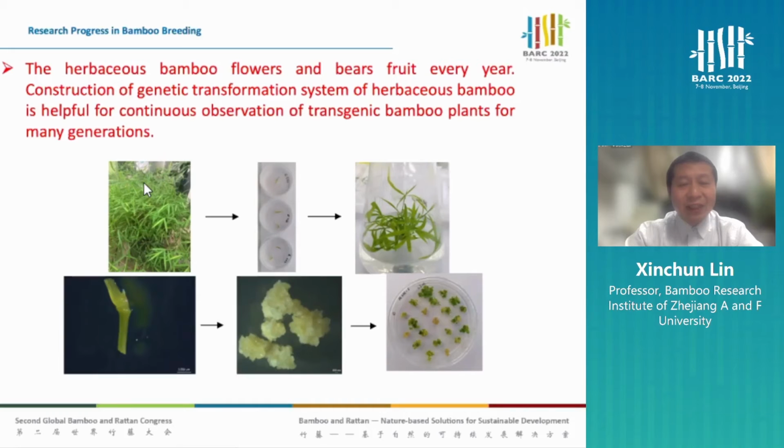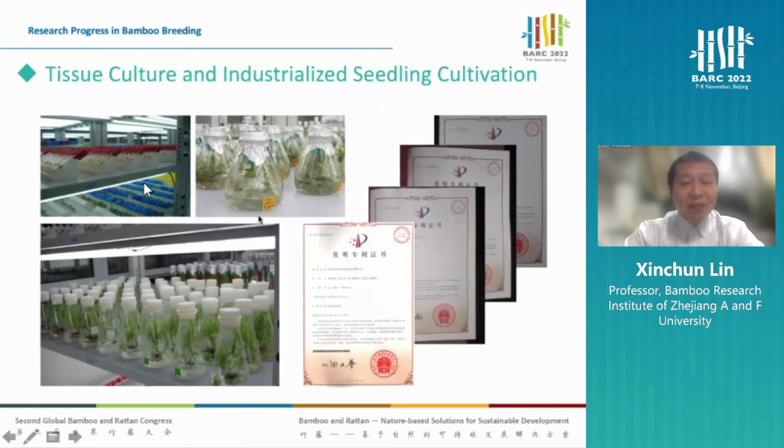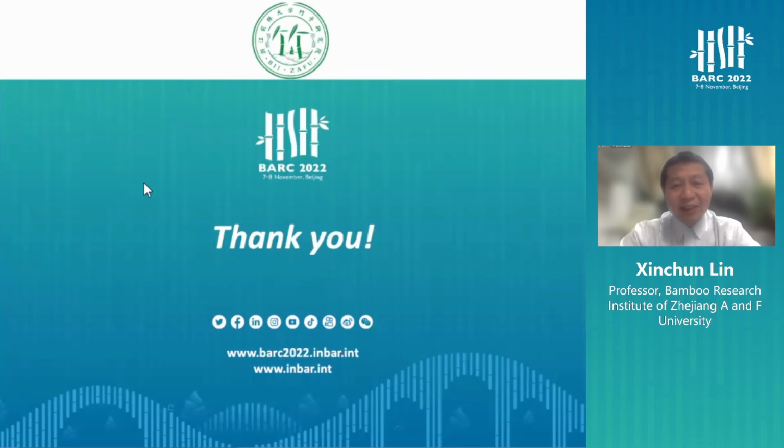We need to observe the bamboo for consecutive years, but the herbaceous bamboo could flower and bear fruit every year. And now we are doing some transgenic experiments. If it turns out to be successful, we could observe the several generations of the properties of bamboo. And this is the tissue culture and the industrialized seedling cultivation. And also we obtained the patents for the flowering of bamboo. All these experiments and researches are done by our team together with several professors. So this is my presentation. Thank you very much for listening.